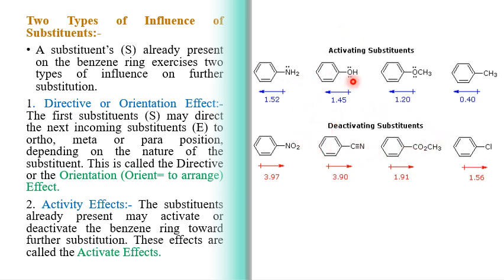Examples: amino group, hydroxy group, methoxy group, methyl group. These compounds come under the activating substituents. And what are the examples of deactivating substituents? Nitro group, cyanide group, then chloride group. These are all examples of the deactivating substituents.